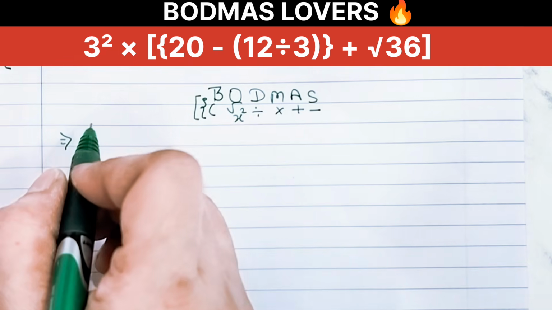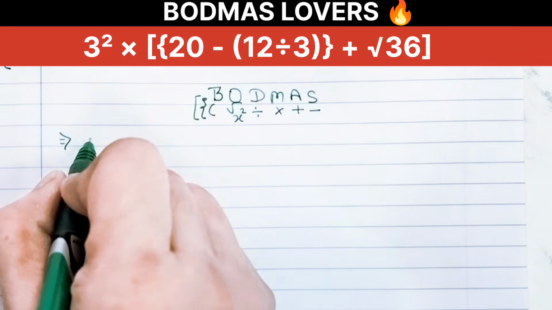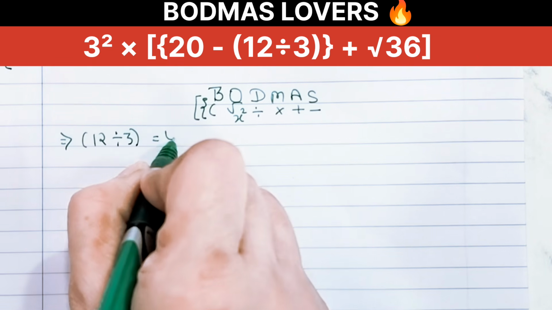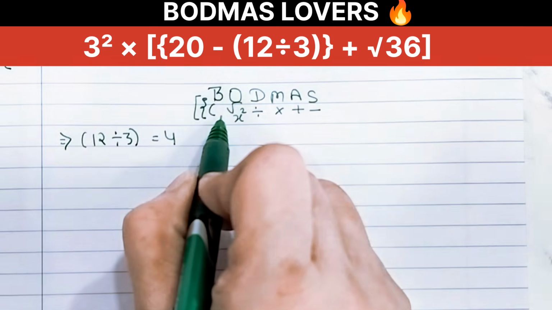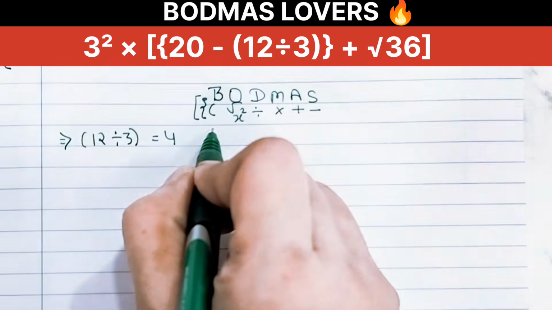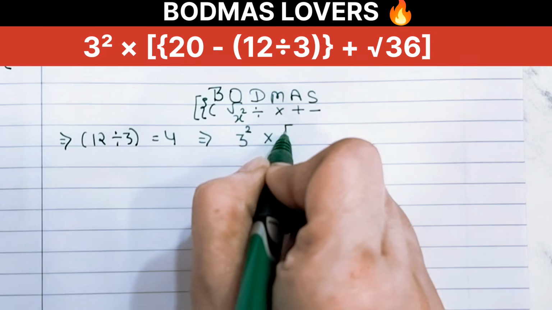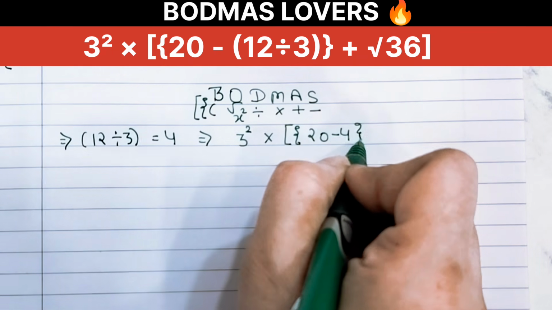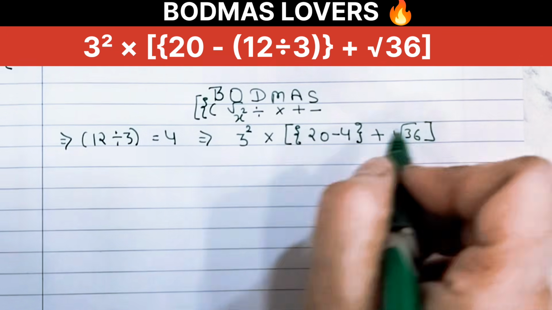First step, we solve the innermost parenthesis, and according to this expression we have a small bracket which is 12 divided by 3. According to this we'll get 4. According to this step, BODMAS says brackets always come first, starting from the innermost parenthesis. So now the current expression becomes 3 power 2 multiplied by the square bracket: curly bracket 20 minus 4, curly bracket close, plus root 36, and then square bracket close.